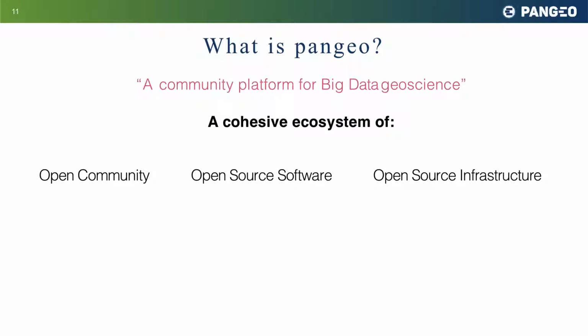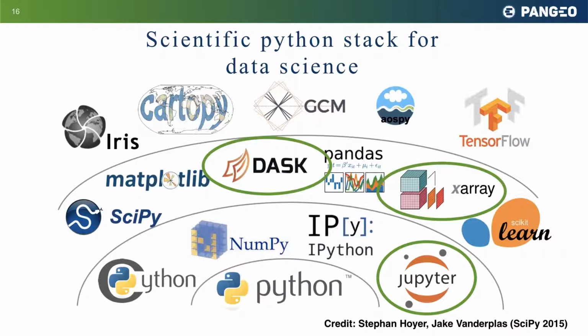So when I talk about open, we're really referring to the scientific Python stack for data science, all these open source packages that are built on top of Python. What this image here shows is that there are lots of packages that are built on top of the core Python language, and then more packages built on top of those. So for example, Jupyter, Xarray and Dask, and then there are more specific, domain-specific packages like CartoPy and Iris.